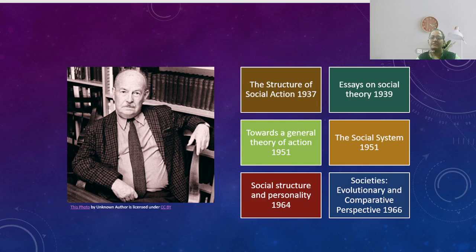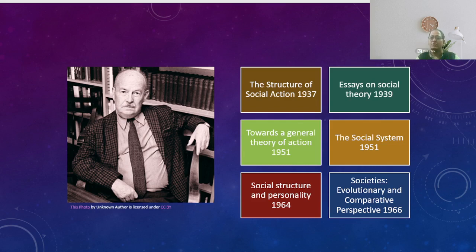These are a few of his notable works: The Structure of Social Action, 1937; Essays on Social Theory, 1939; Towards a General Theory of Action, 1951; The Social System, 1951; Social Structure and Personality, 1964; Societies: Evolutionary and Comparative Perspectives, 1966. There are definitely several other notable contributions, but for that you have to go back to some of the authentic books, read them, and add as per your requirements.